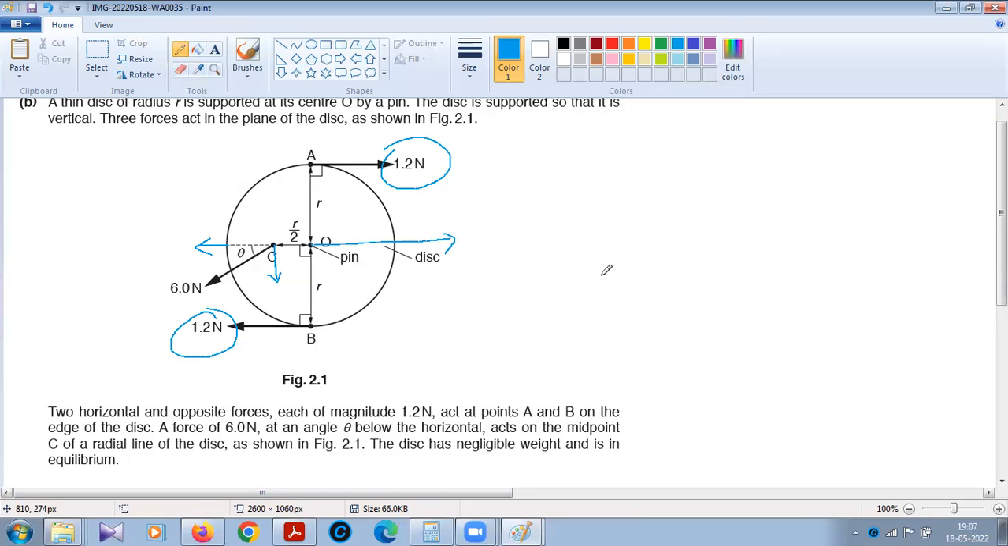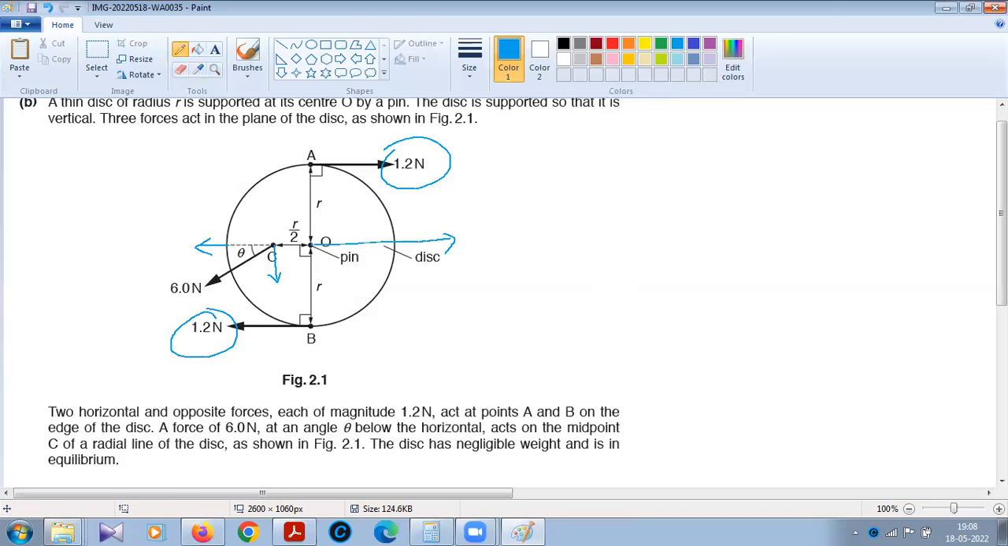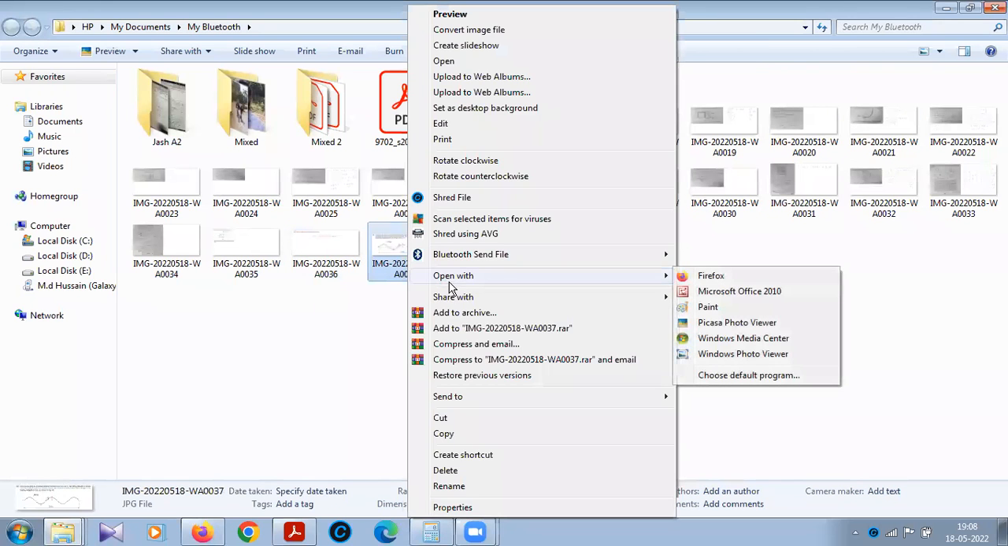See, this is acting on the disk as a whole, so you don't have to think much about this force. These two forces are cancelling out, and this is the only force that is acting. So that much force only will be experienced by the pin. Don't have to think much on this. So 6 newtons is correct. Even if you resolve, I think that will not help much.